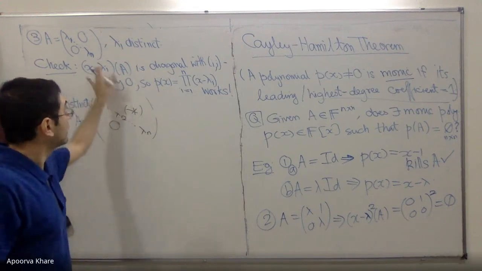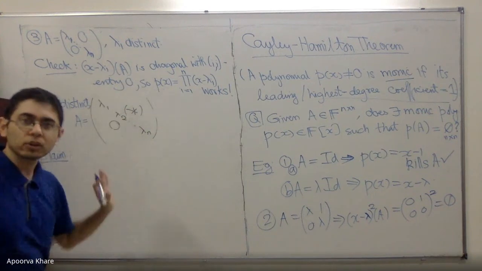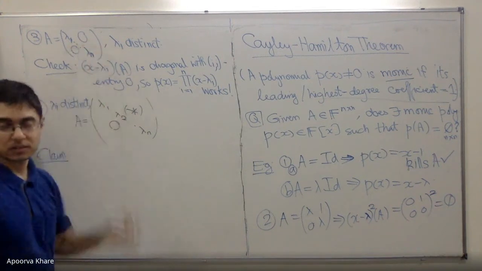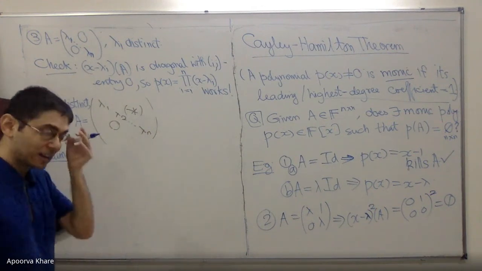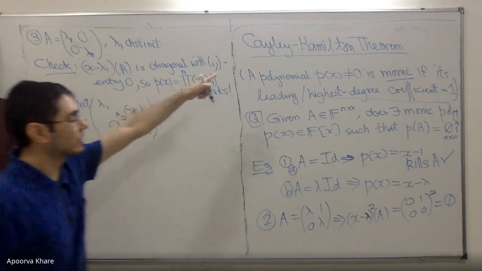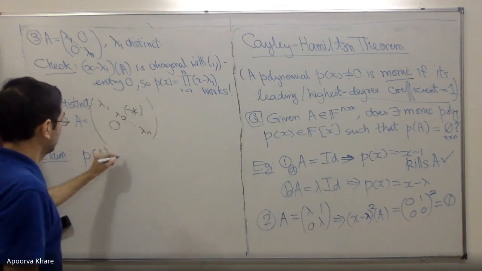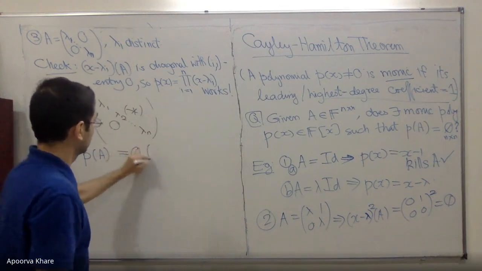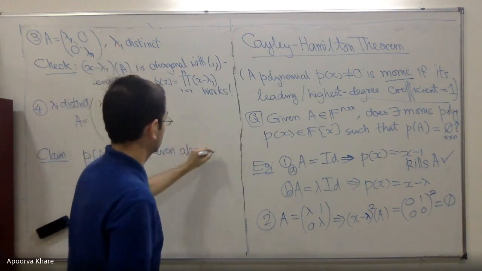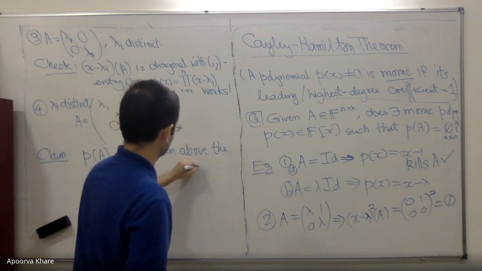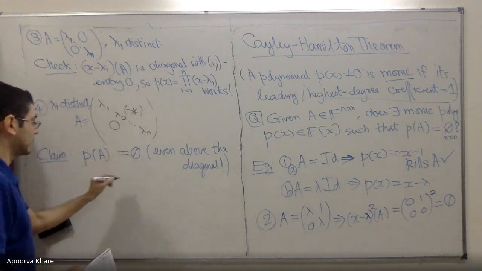I understand that if I do this polynomial and I evaluate P of A, the diagonal entries will be 0 because that is exactly like this. But why are the off diagonal entries also 0? Are they really 0? And the answer is yes, they are. And why is called the Cayley-Hamilton theorem. Claim: P of A is equal to 0, even above the diagonal. The diagonal is clearly 0 by the previous example. Okay, and that is the Cayley-Hamilton theorem.